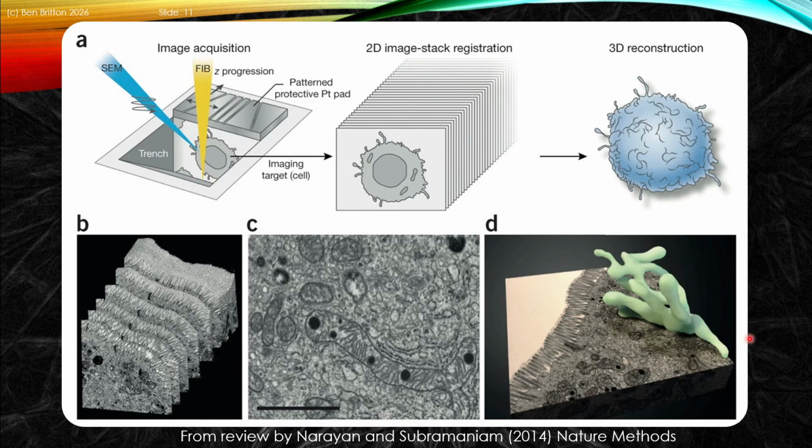We can also use this for biological systems, and if we do some clever slice and view, we can effectively have our objects that we protect with a platinum cap. We use the FIB to remove each layer, we use SEM to image, and then we repeatedly remove it, similar to what I just showed you. But now with the biological systems, we can effectively have a target cell that's embedded inside a media, and then we can reconstruct the cellular morphology at the sort of micron to nanoscale. And so this again is a beautiful example from this review paper by Narayan and colleagues.